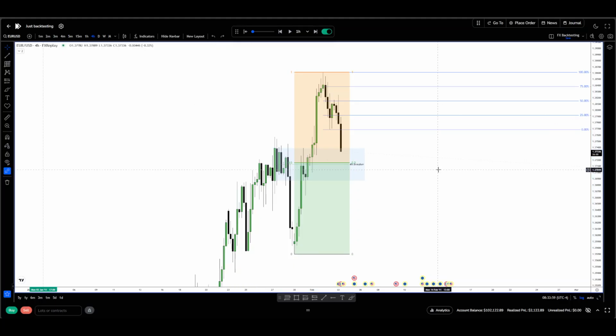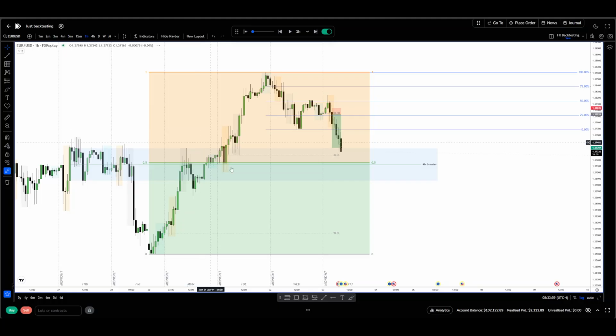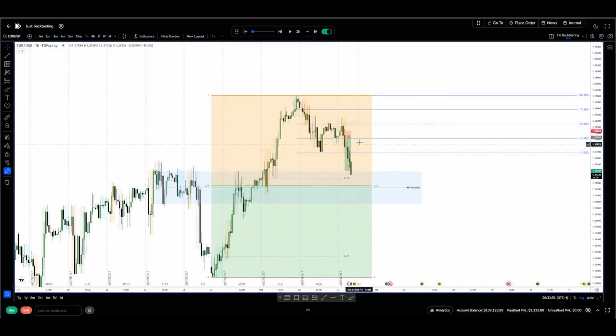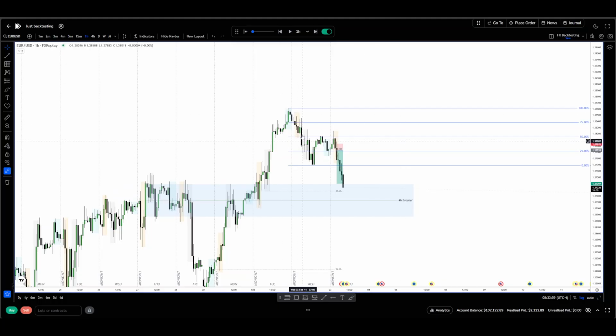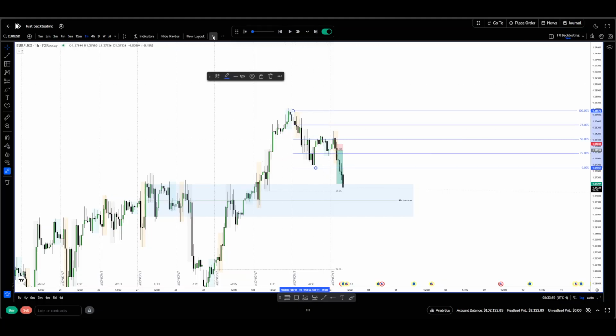Okay, so going back to the 1 hour, you can clearly see price is still in the orange area, which is a 4 hour premium. You don't want to buy in premium, you want to sell in premium. So price comes back, trades lower, trades back into the 50%. And because we are in the 4 hour premium, that's why I am measuring this move from high to low to get a bearish dealing range.